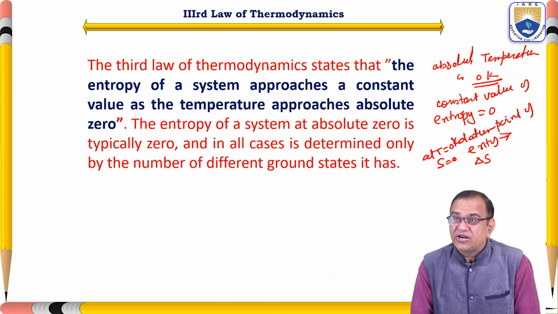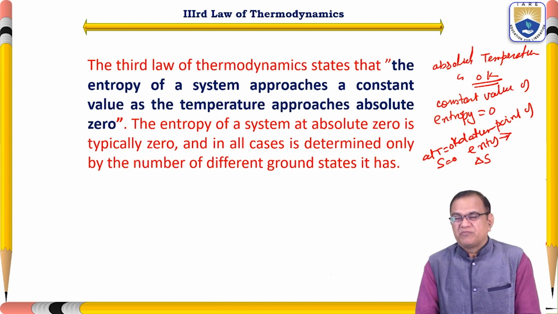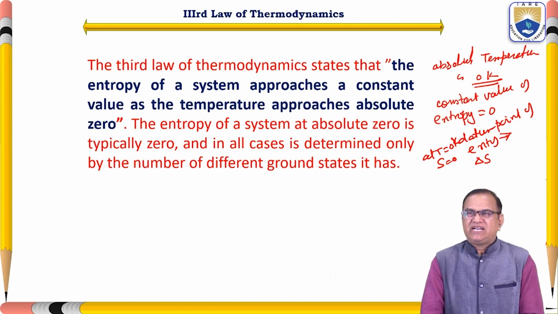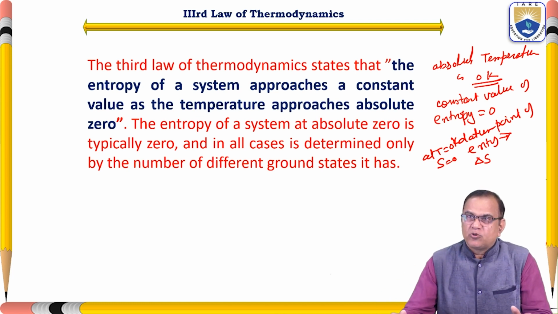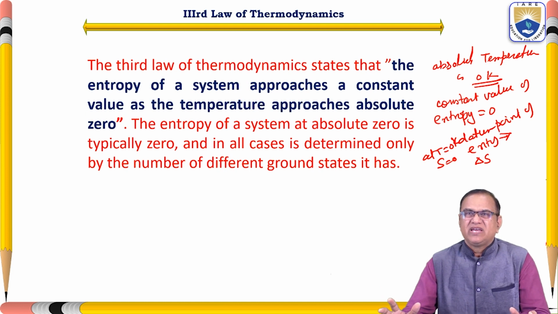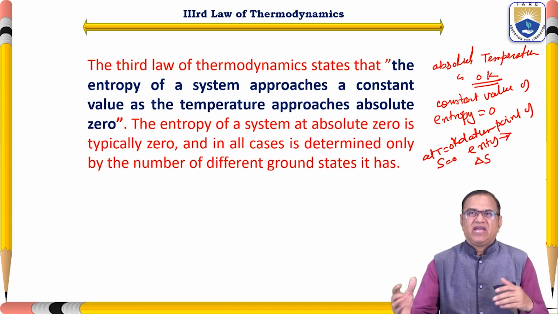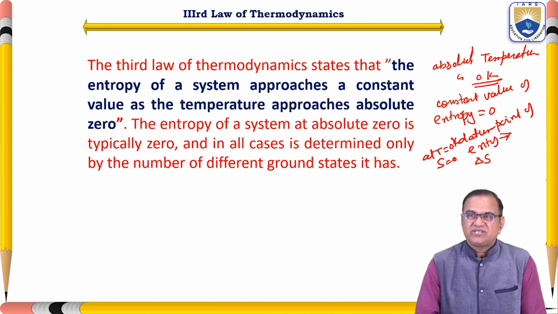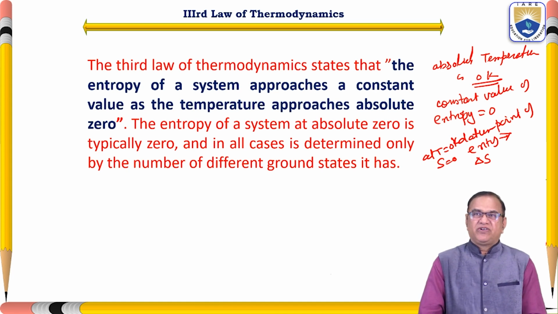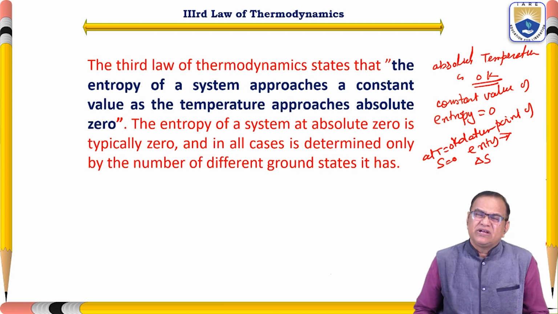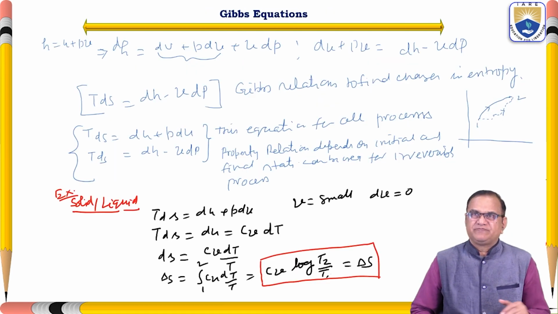It states about the entropy. It defines the entropy. So the third law of thermodynamics states that the entropy of a system approaches a constant value as the temperature approaches absolute zero, and the entropy of a system at absolute zero is typically zero, and in all cases is determined only by the number of different ground states it has. So this is the third law of thermodynamics.